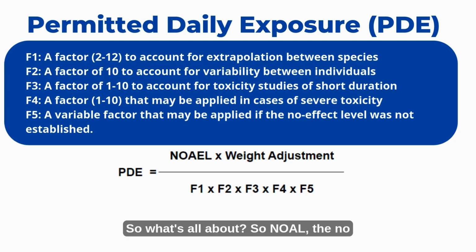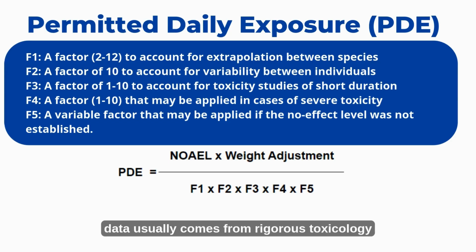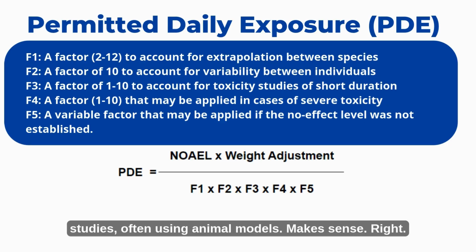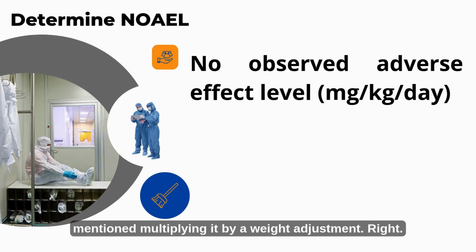So NOAEL, the no observed adverse effect level, is basically the highest dose of a substance that doesn't cause any harmful effects in scientific studies. So it's like the top limit. Exactly. It's our starting point for determining what's safe. This data usually comes from rigorous toxicology studies, often using animal models. Makes sense. All right, so then we've got this NOAEL, and then you mentioned multiplying it by a weight adjustment. Why do we need to adjust for weight in this equation?